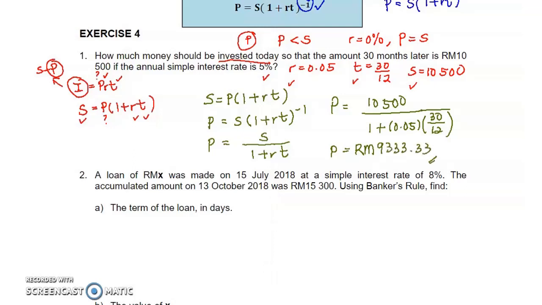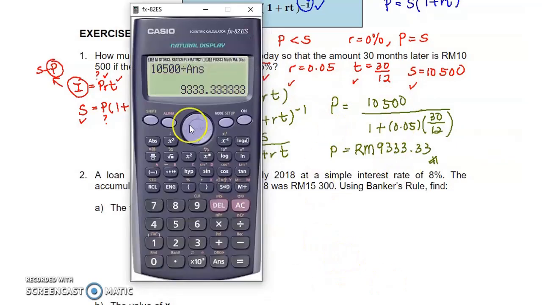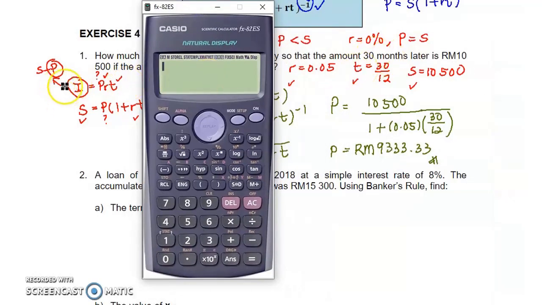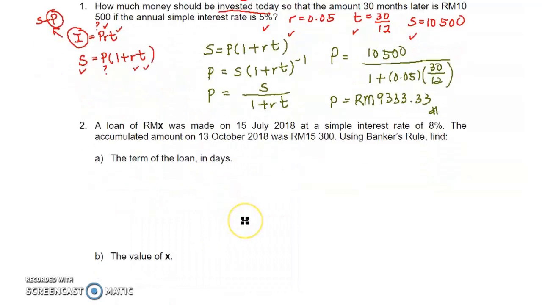So value P must be less than value S. If let's say this question asks you to find the amount of interest, the amount of interest must be in RM. So interest equals S minus P: S, 10,500, minus principal 9,333.33. In this case the amount of interest is 1,166 ringgit 67 cents.